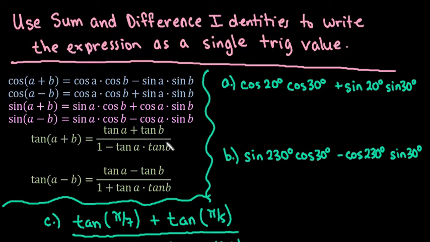For this video, what I want to do is use sum and difference identities to write a sum or a difference as an expression of a single trig value. So for this one, what I have done is I have listed out all of the cosine sum and difference, sine sum and difference, as well as tangent sum and difference identities. And I have 3 different examples that we're going to go through.